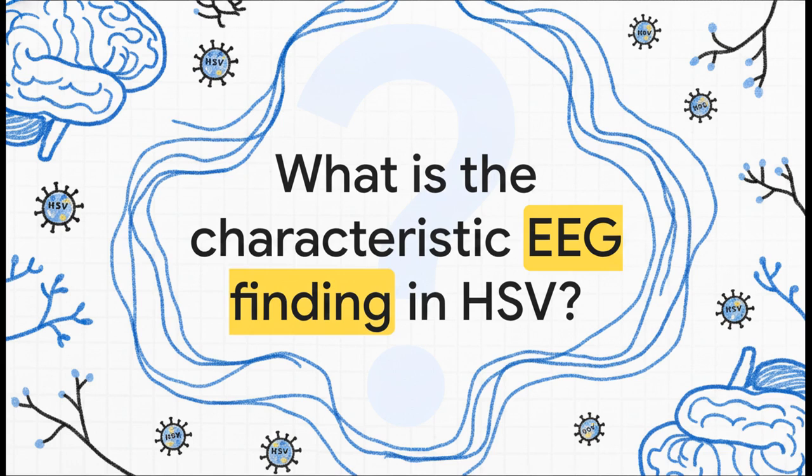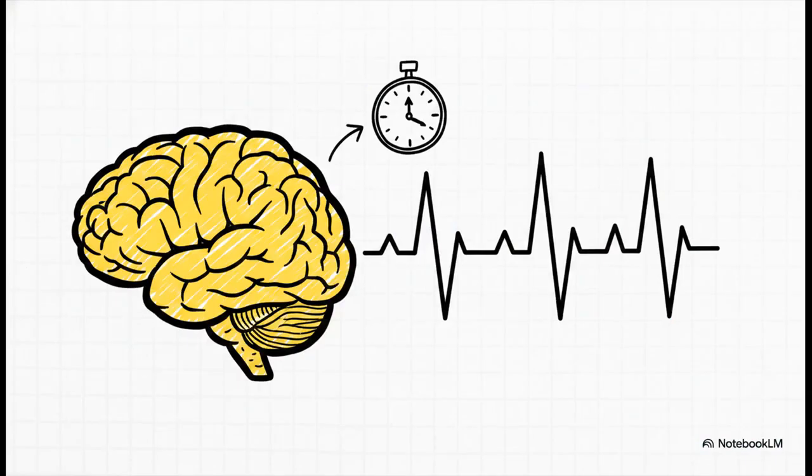Now, while CSF PCR is the absolute gold standard for diagnosis, let's hit a rapid-fire question that trips up a lot of people. What is the characteristic EEG finding in HSV encephalitis? Well, here's your answer. You are looking for periodic, stereotyped, sharp and slow complexes originating specifically in the temporal lobes, repeating at 2 to 3 second intervals.